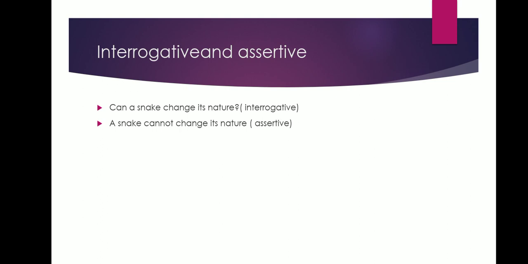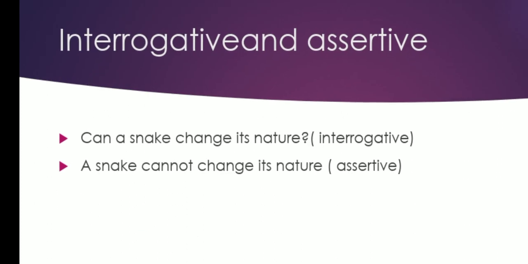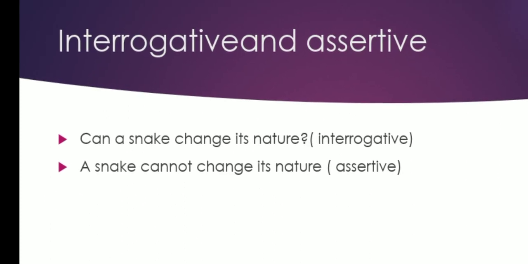Now interrogative and assertive, you can understand. Interrogative sentences are those sentences that are in a question format. Assertive means declarative sentences, in an answer format, a statement, a declaration. So in interrogative, a question is put to inform or to suggest, and assertive is like an answer type to that question.